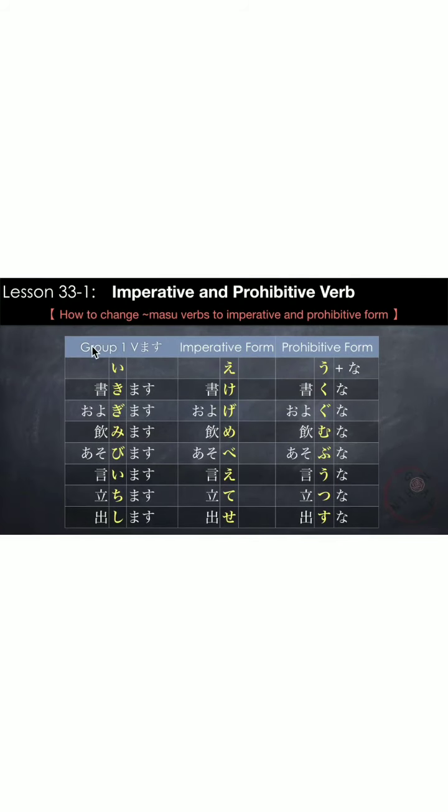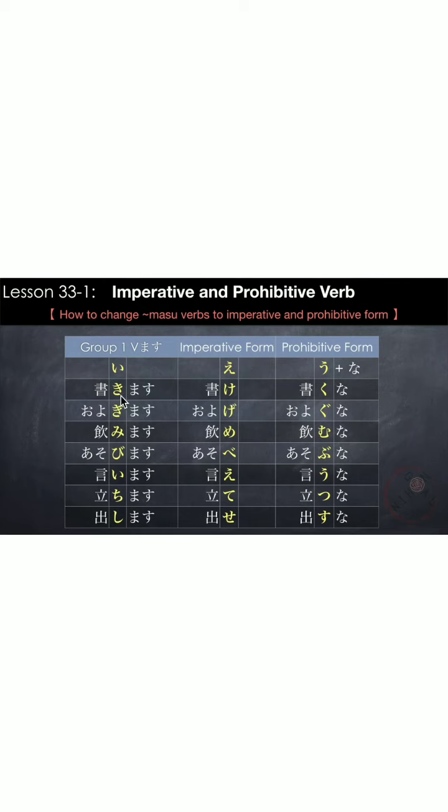While prohibitive verb or prohibitive form is the opposite, meaning it is used to stop or prohibit someone from doing something. So first, let's take a look how to change masu verb into its prohibitive and imperative form. First is for group 1 verb in masu form. We will change it to imperative and prohibitive form. To do this, for example, the verb kakimasu or to write, we change the i syllable, in this case ki, and then change it to e syllable or ke.